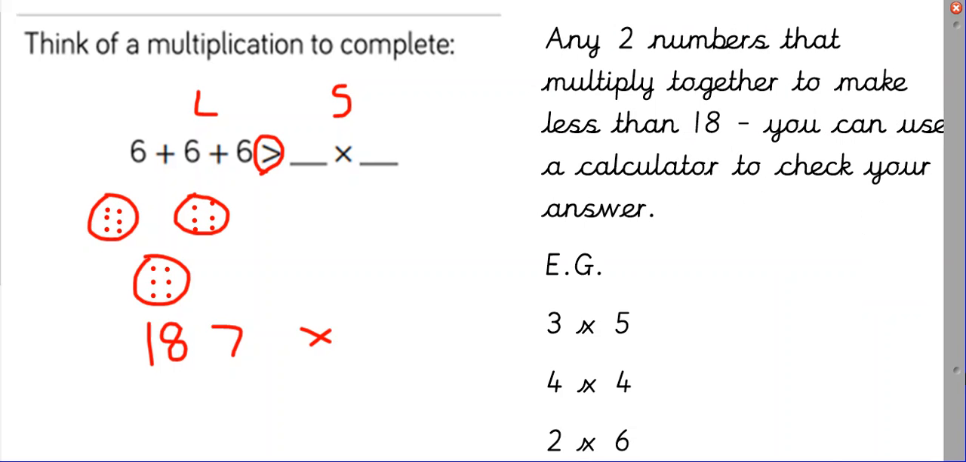Okay, so any two numbers that multiply together to make less than 18, you could have had. So you can use a calculator to check your answer here because I can't list them all. So, for example, you could have had 3 times 5, which is 15, 4 times 4, which is 16, 2 times 6, which is 12. If your multiplication multiplies together and makes less than 18, you've got that correct. Please use a calculator or check with your grown-up to see if your answers are correct.